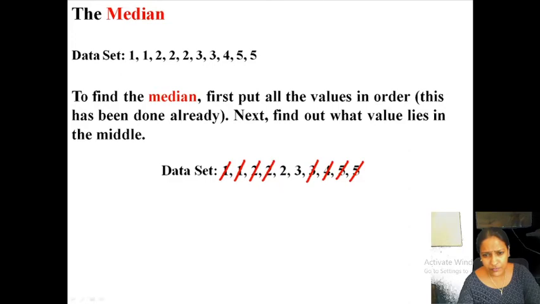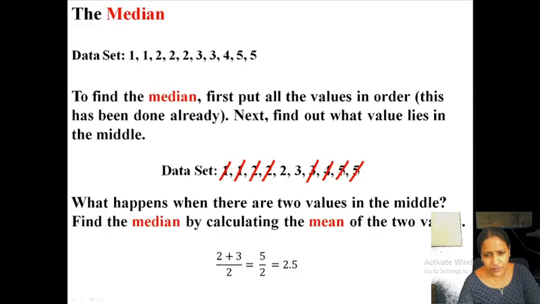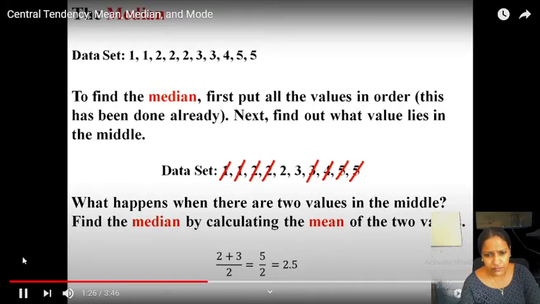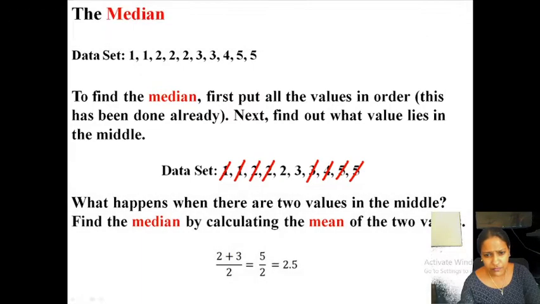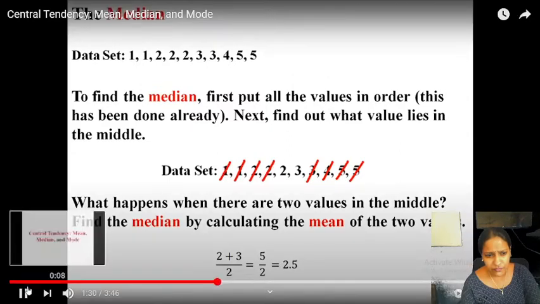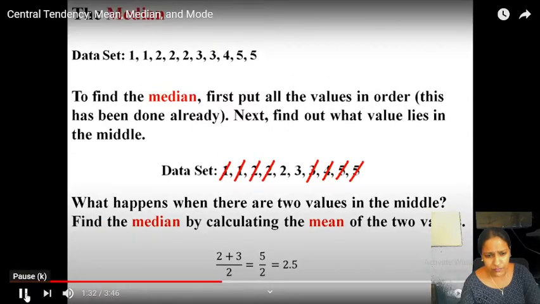But now we're kind of stuck. We have the 2 and the 3 in the middle. I can't cross them both off, so what do I do? What happens when there are two values in the middle? When there are two values in the middle, you find the median by calculating the mean of the two values in the middle. So here I have 2 and 3.